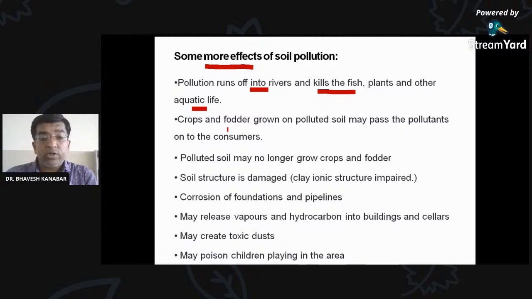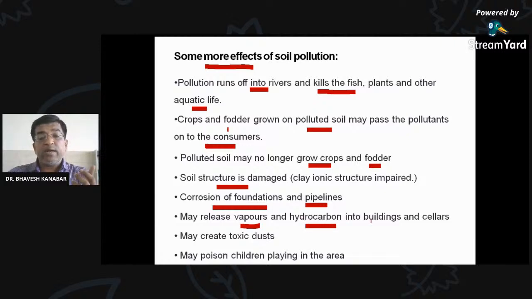Crops and fodder grown on polluted soil may pass the pollutant to the consumer. So we are consuming crops that are loaded with pesticide. Polluted soil may no longer grow crops and fodder, because the soil structure is damaged. We have already seen corrosion of the foundation and pipeline. Pipelines will be corroded and it can lead to leakage. It may release vapor and hydrocarbon into the building and cellar, and it can damage the building and the construction work.